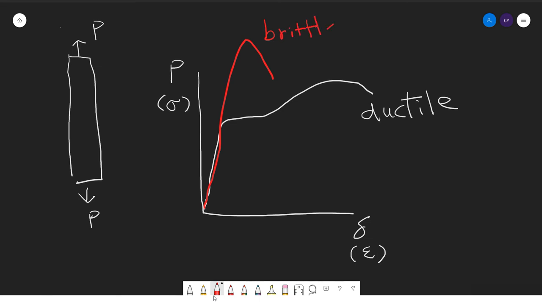So what is a brittle material? B-R-I-T-T-L-E is brittle. No plastic deformation, and sudden fracture.